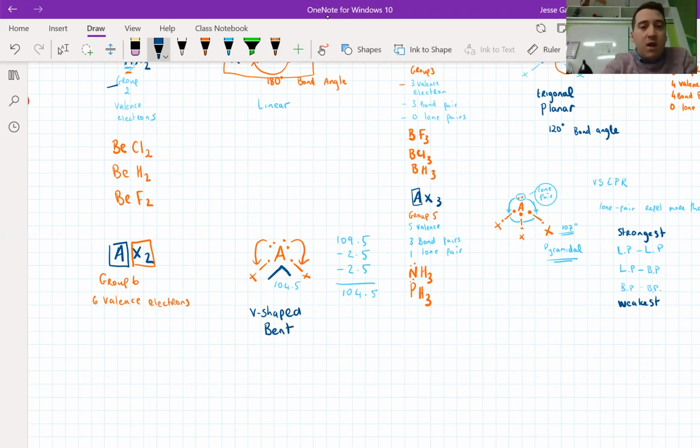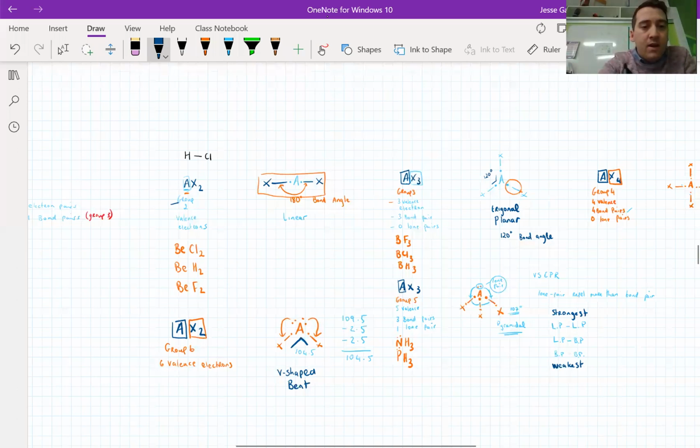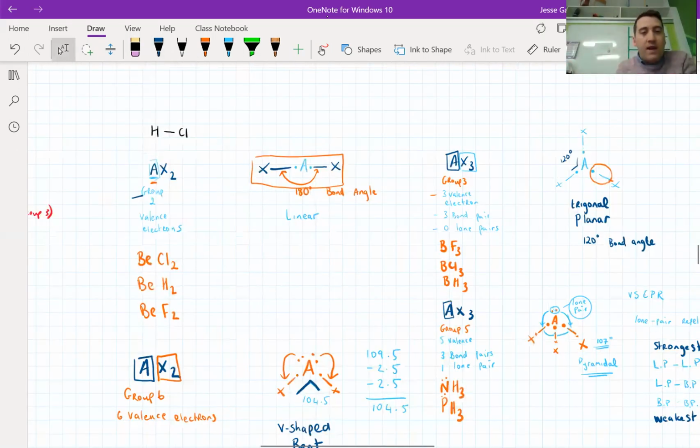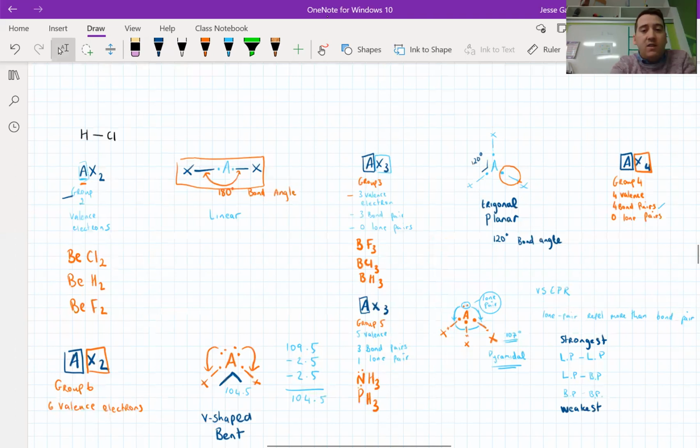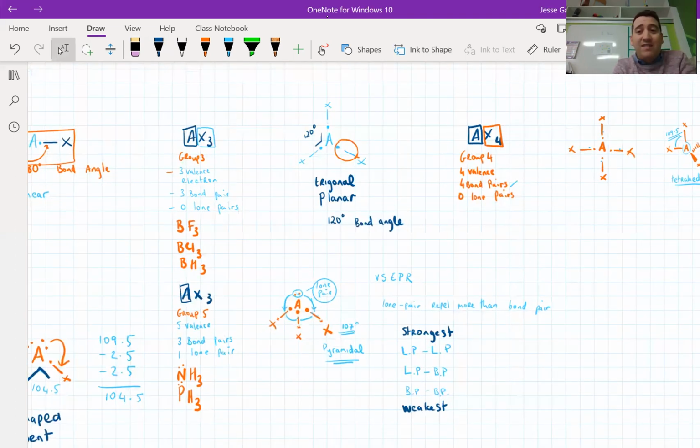So those are your 5 different shapes of molecules. Let's quickly recap them. There's 2 AX2s, and it depends on the central atom. If the central atom A is in group 2, it will be linear with a bond angle of 180. If the A is in group 6, then it will be V-shaped with a bond angle of 104.5. This is due to the lone pairs on the central atom. There are 2 cases for AX3. AX3 where A is in group 3 with 3 valence electrons. This is trigonal planar, flat on your hand. Okay, the central atom, no lone pairs, just 3 bond pairs equally spread.